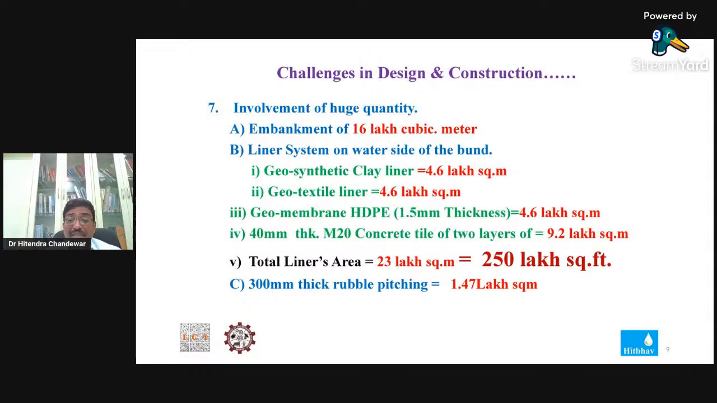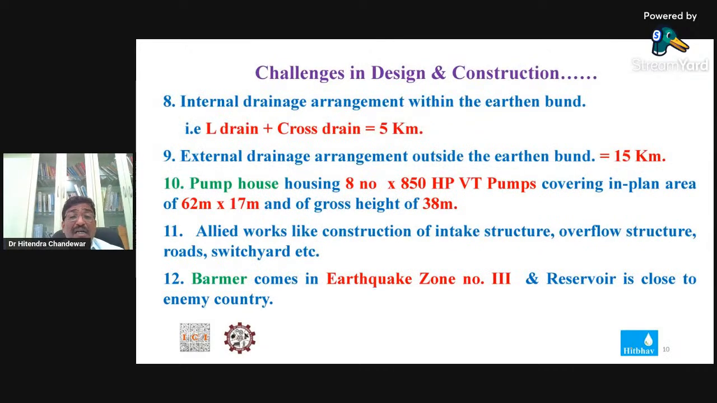Here the liner system involved is 2.5 crore square feet, and there was double pitching also on the outer side of the bund, 1.47 lakh square meter. Another challenge in our design was that the reservoir earthen bund requires some L drains, longitudinal drains and cross drains, same as in the dam section. Then the external drainage arrangement outside of the earthen bund was 15 kilometer.